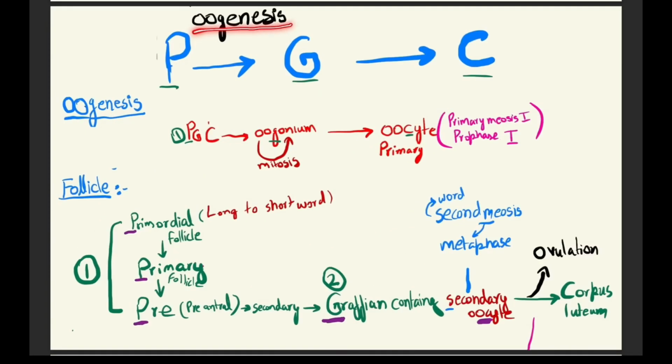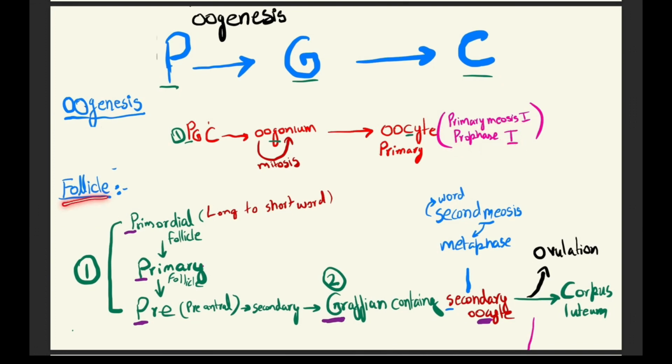Next, for oogenesis, we split the initials of primordial germ cells: P, G, and C. For the P in oogenesis, we have primordial germ cells itself. For the G, we have oogonium that undergoes mitosis. Next, for the C, we have oocyte that undergoes meiosis and stops in primary meiosis or meiosis 1 in prophase 1. So we have primary oocyte. For the P, we have primary meiosis, that is meiosis 1, and for the P, we again have prophase 1.